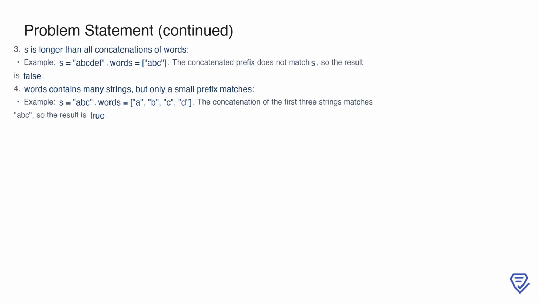If S is shorter than the concatenated prefix of words, such as S being "ABC" and words being ["ABCD"], then S cannot match any prefix, and the result is false. On the other hand, if S exactly matches the concatenation of elements in words, for example, S equals "ABC" and words is ["ABC"], the result is true. Similarly, if S is longer than all possible concatenations of words, like S being "ABCDF" and words being ["ABC"], the result is false. Finally, if words has many strings but only a small prefix matches S, such as S being "ABC" and words being ["A", "B", "C", "D"], then the result is true because the concatenation of the first three elements matches S. These edge cases help clarify how the solution behaves under different scenarios.